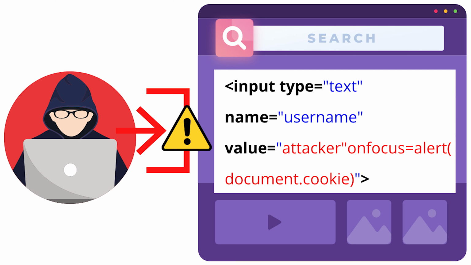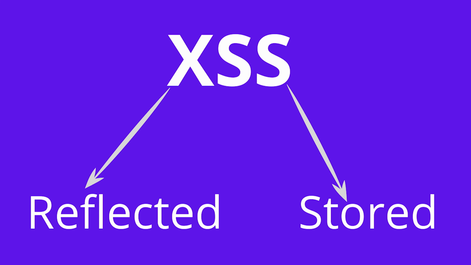I'm saying eventually here because a few more lines are needed to steal cookies successfully, but in general it is considered quick and easy. Therefore, you should watch out. The resulting code could look like the following. The onFocus attribute tells the browser to execute JavaScript when the user clicks the text box, which will trigger the payload. There are two main types of XSS, reflected and stored.